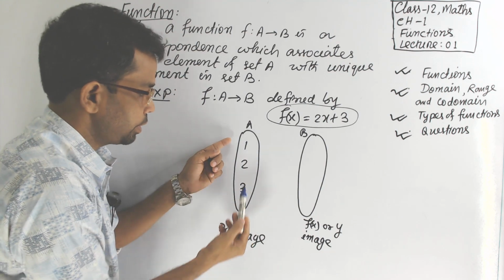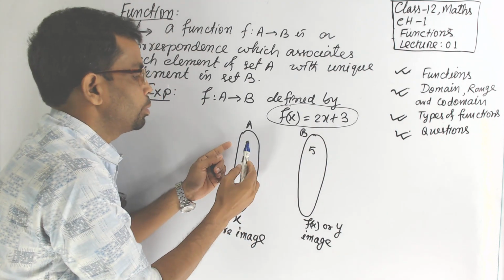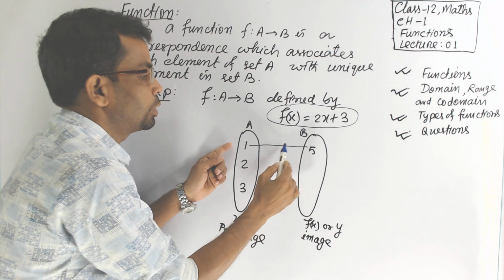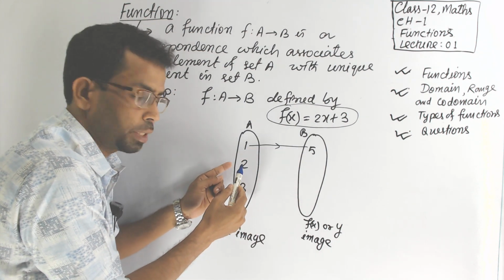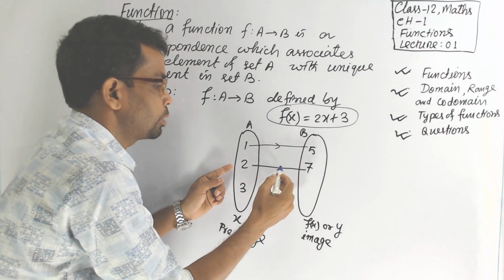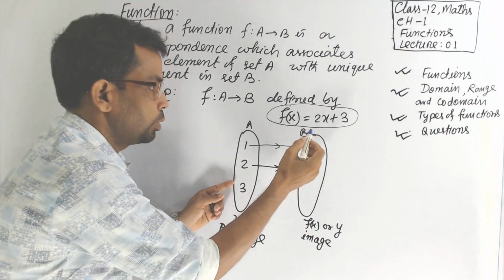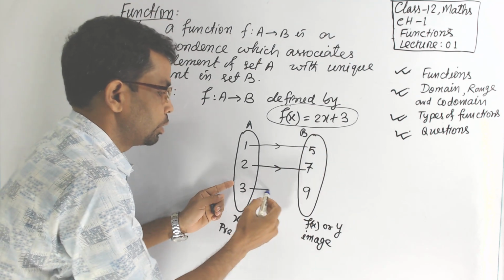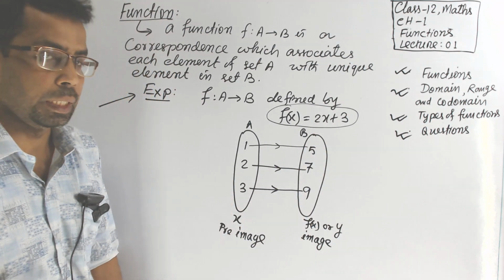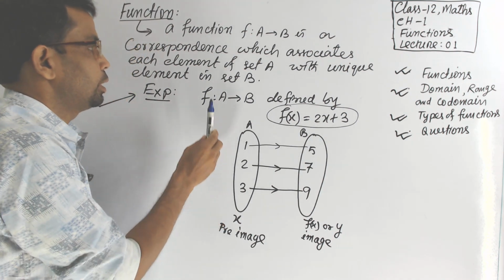If we take x is 1, then 2 ones are 2 plus 3, that is 5. That means 1 is corresponding with 5. If we take the value of x is 2, 2 twos are 4 plus 3, 7, so the element 2 is corresponding with 7. And if we take x is 3, 3 twos are 6 plus 3, 9, so 3 is corresponding with 9. So we can say a function is a correspondence.